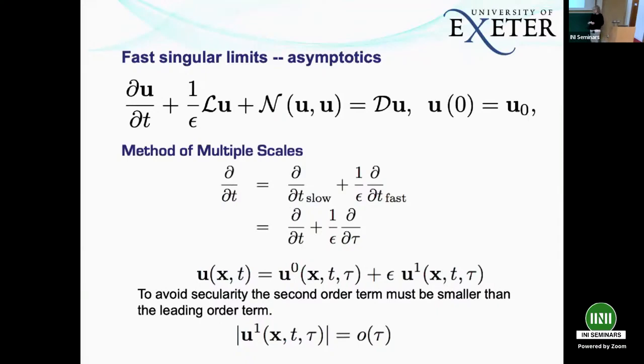Non-local, mathematically, means I've solved for the pressure and put it back in, so I have elliptic operators in the math.